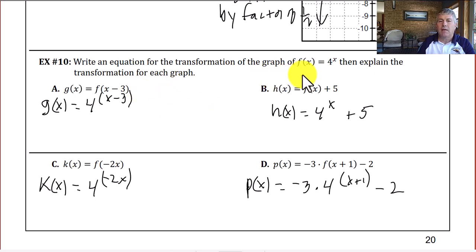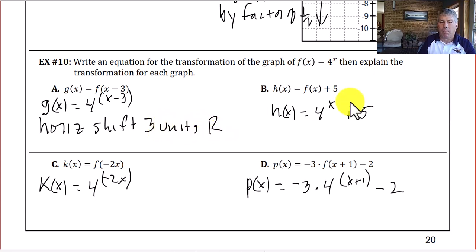And in example 10, these are a little bit more straightforward. Write an equation for the transformation of the graph f(x) = 4^x, and then explain the transformation. So in A, for f(x - 3), we're replacing x with x - 3, so our new graph becomes 4^(x-3). This is a horizontal shift 3 units to the right. And here we're keeping our function the same and then just adding 5. It's a vertical shift of positive 5.